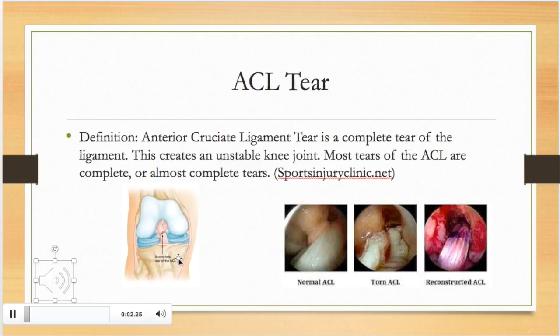An ACL tear is an anterior cruciate ligament tear. It is a very common tear in the sport realm. It's often known as a plant and twist injury, and it often happens with no contact rather than with contact. It doesn't need a blunt force to happen. The tearing of the ligaments creates an unstable knee joint, and most ACL tears are complete or almost complete tears. And this information comes from Sports Injury Clinic.